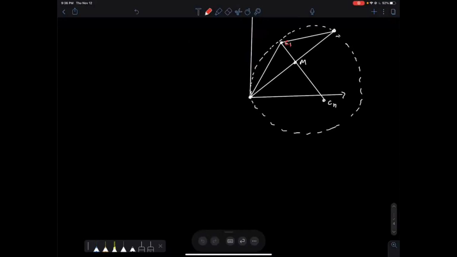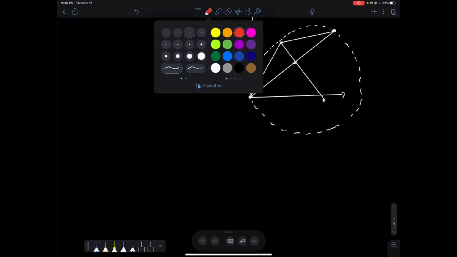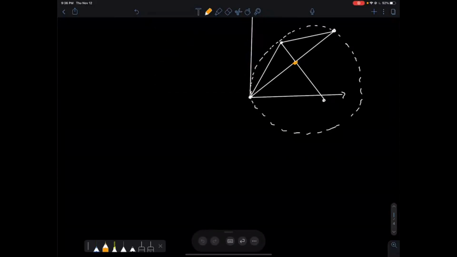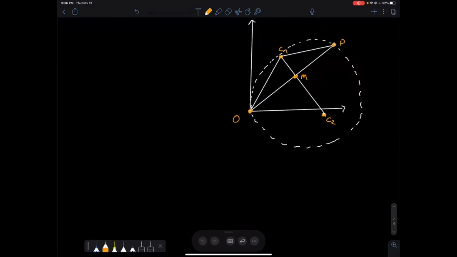Let me just really quickly put all of the variable names and points in a more easy to read color so you guys can see. Okay. So we're going to call this point here M. This is going to be our point P. This is going to be O. This is going to be C2. And this is going to be C1. All right. So C1 and C2 are both possible centers of our circle, which is why we have them there.